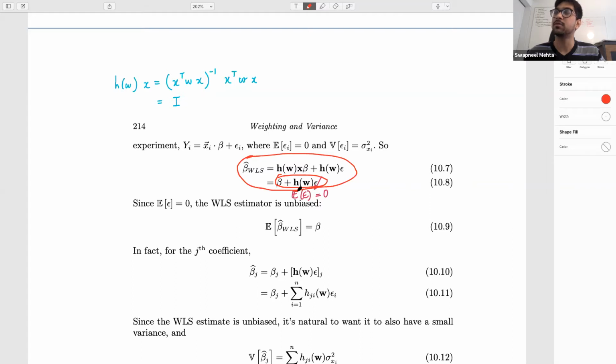generally uncorrelated. I need to think about this. But okay, if you're saying it. So the expected value of noise is 0, and the WLS estimator is unbiased.